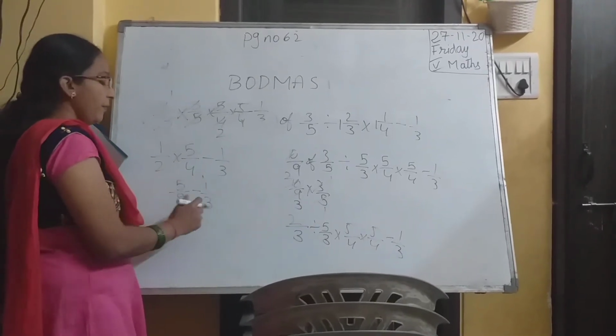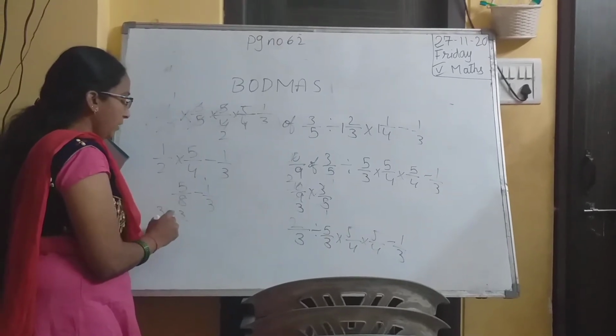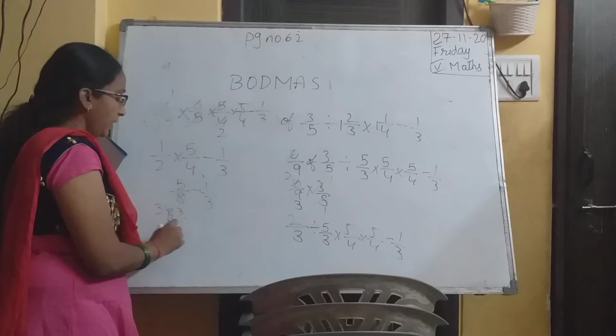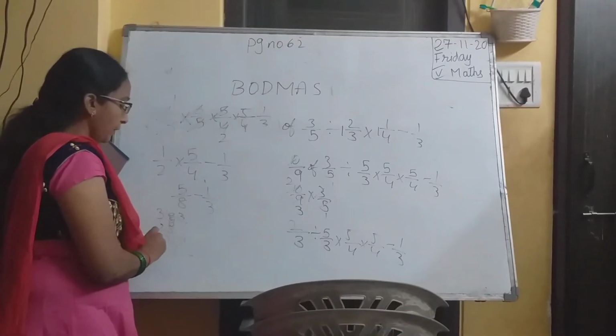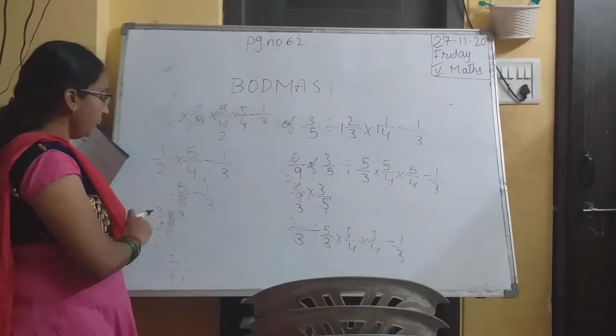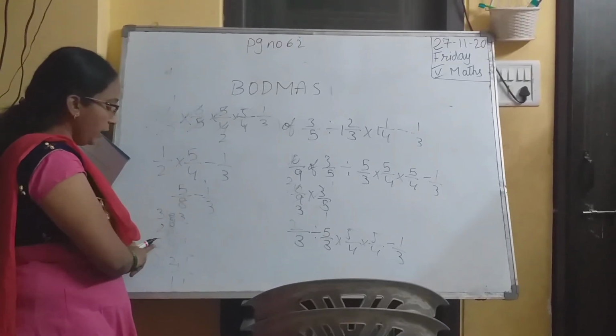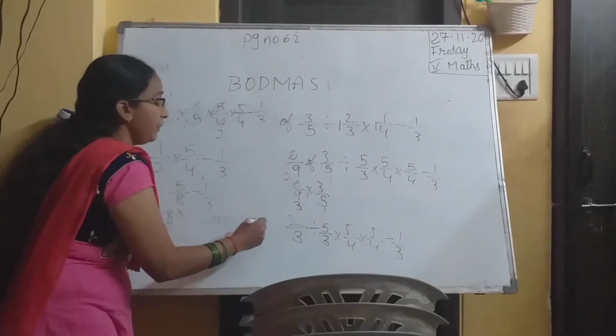Now do LCM of 8 and 3. 8 3. 3 table. 1. 8. 2 table. 2 4s are. 2 2s are. 2 table. 1 1. Okay children. 3 2s are 6. 6 2s are 12. 12 2s are 24. LCM is 24. LCM is equal to 24.